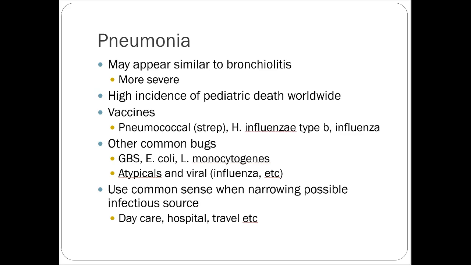Pneumonia can have a really similar appearance to bronchiolitis, so you have to differentiate viral versus bacterial, which is the same thing with adults. There's a pretty high incidence of pediatric death associated with pneumonia, not only in this country, but worldwide. So we have a number of vaccines that hopefully prevent a number of causes. Pneumococcal, H. influenzae type B, and influenza virus can hopefully all prevent some of the more common causes of pneumonia. But there are other bugs like Group B strep for newborns, potential with exposure. E. coli and Listeria can all cause pneumonias in kids. Then you have atypical infections, which also affect children, and viral infections too.